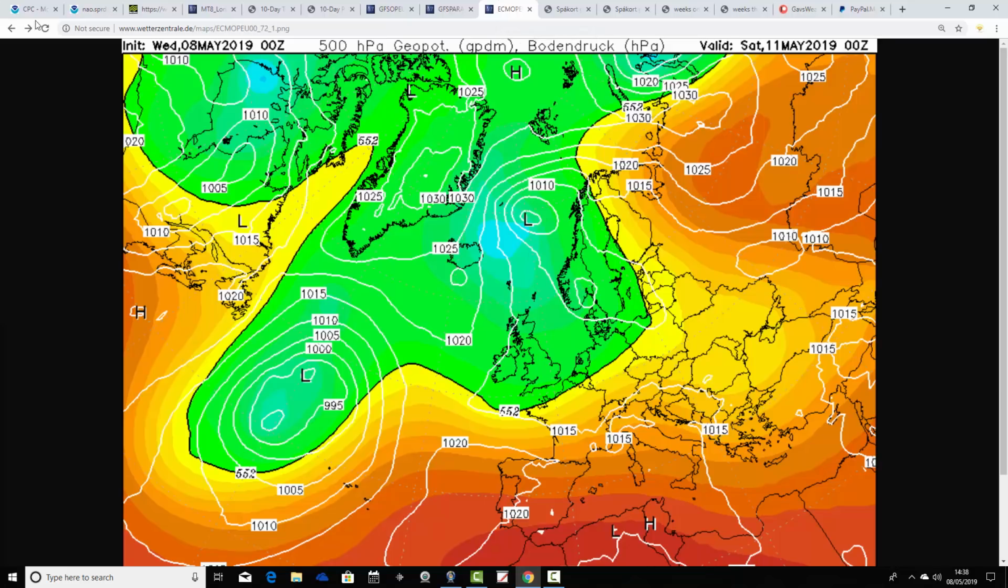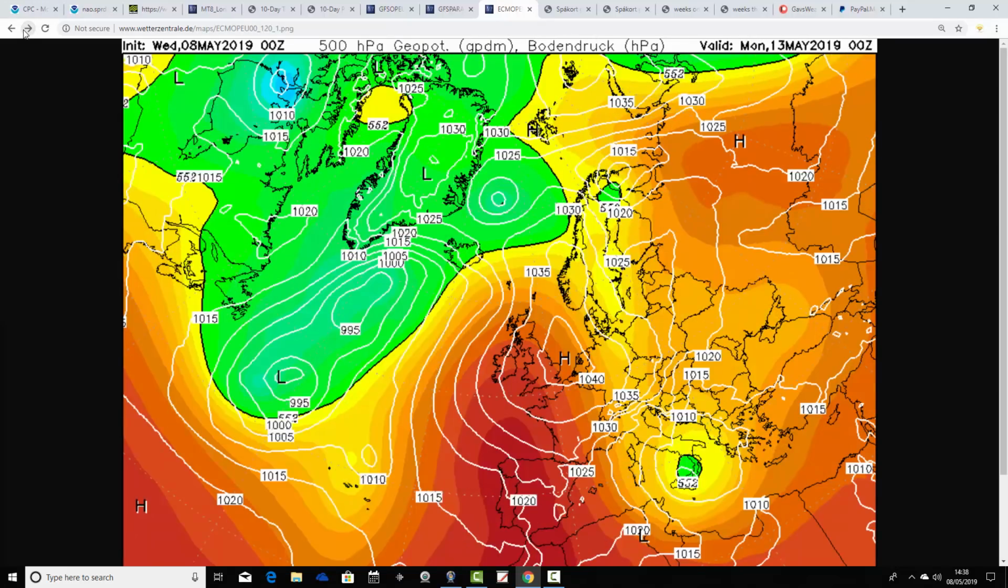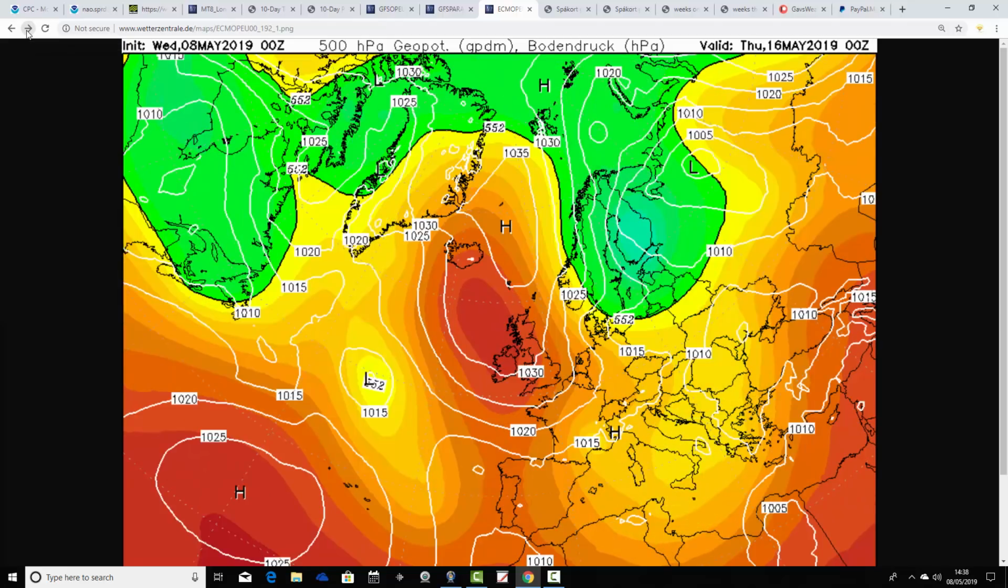ECMWF, again, we've got those northerly winds on Saturday, then they get cut off on Sunday as the high pressure bridges in. That high pressure takes over really strongly through the early part of next week. It's up to 1,040 millibars by Tuesday, so that's a very intense area of high pressure. That will bring a lot of dry, fine, sunny conditions through the early part of next week.